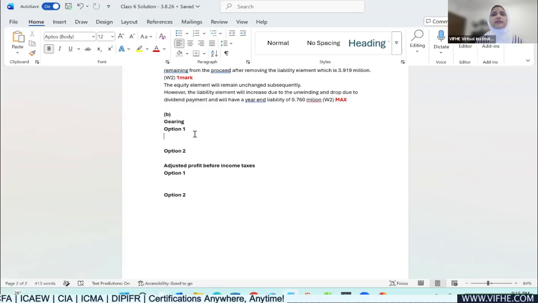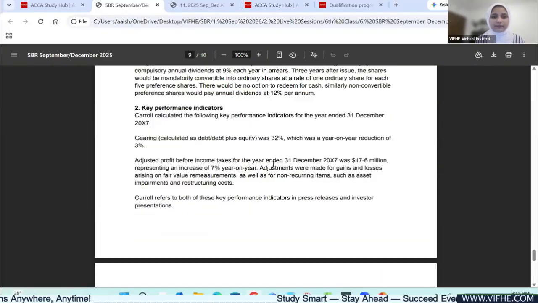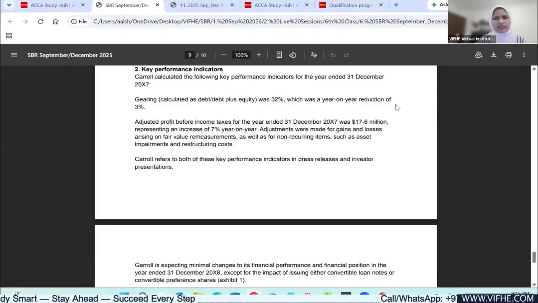You're increasing the financial liability without increasing the equity. So gearing will increase. This is logical, even without reading the exhibit. But now let's read the exhibit. KPI. Carol calculated the following KPI for the year ended 31st December 2007. Gearing, calculated as debt upon debt plus equity, was 32%, which was a year-on-year reduction of 3%. So it was decreasing, okay?